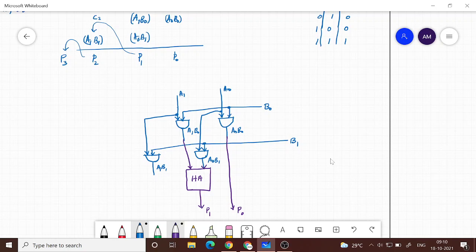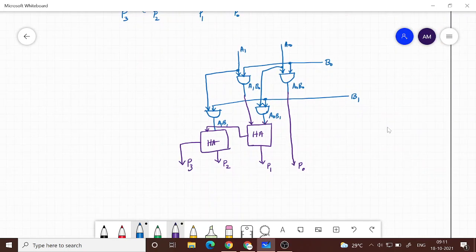That carry output I need to add with another partial product, which is A1 B1. So again I can use a half adder. That will give us P2. So two half adders are enough to perform this 2-bit multiplication, and this is my P3 finally. I hope this is clear to you.